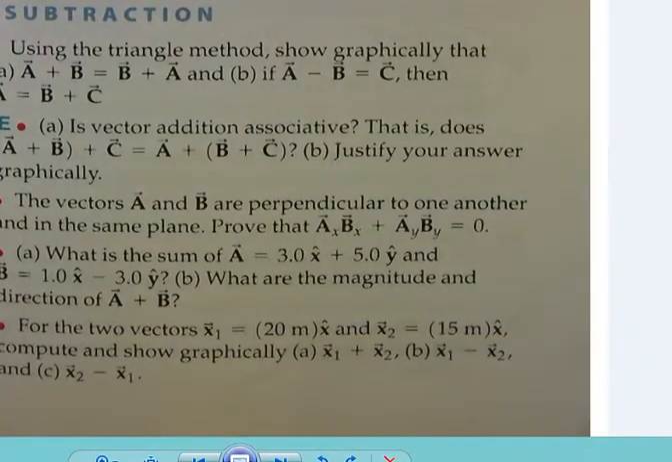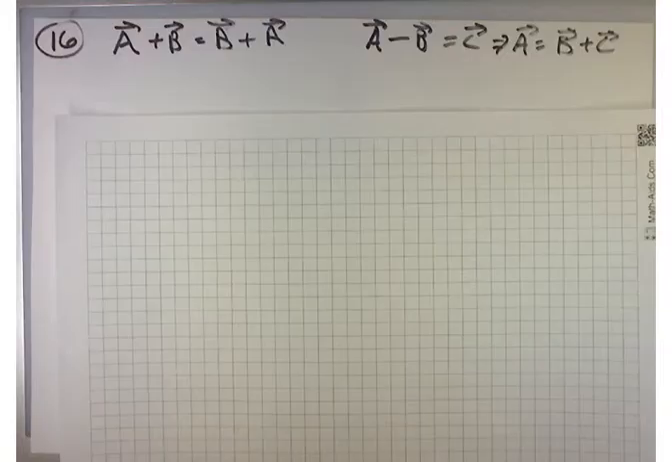If we read it out of the textbook, it says using the triangle method, show graphically that A plus B is the same as B plus A, and that A minus B is the same as C, or equals C, and if that's the case, then A equals B plus C.